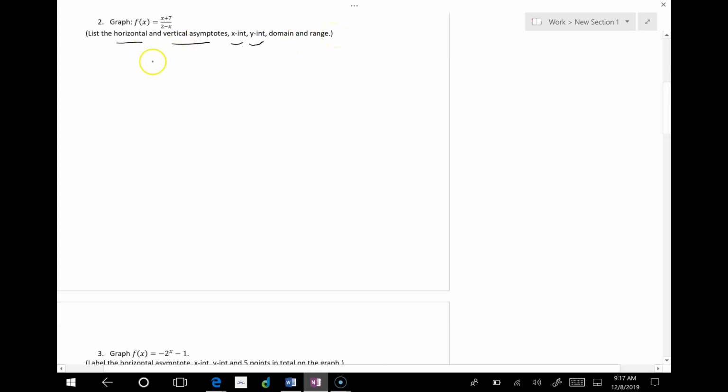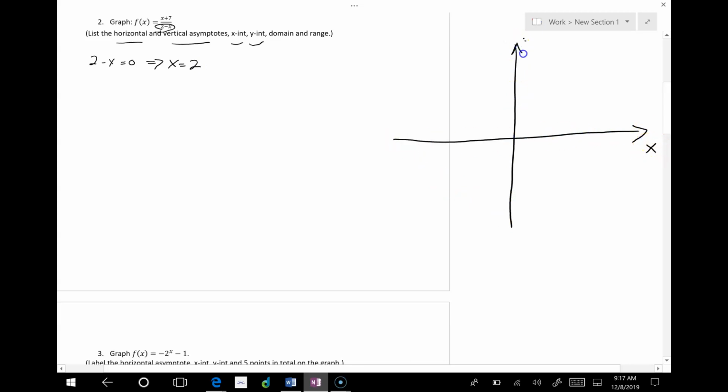So in order to find the vertical asymptote, you just let the denominator equal to 0. So 2 minus x equal to 0, x equal to 2. That's going to be your vertical asymptote. So that's 1, 2. That is x equal to 2. So that's a vertical asymptote.